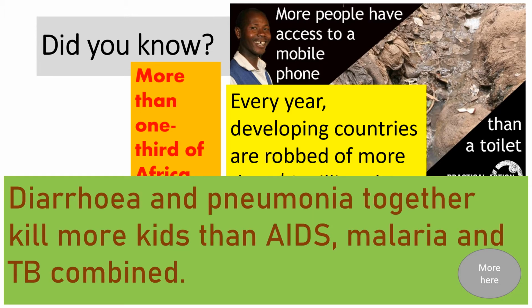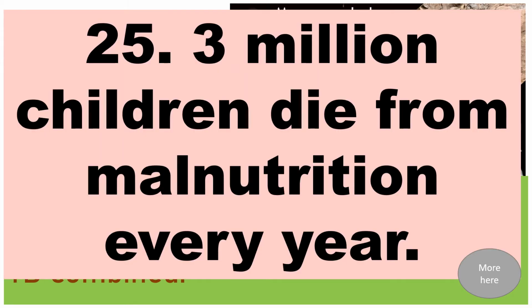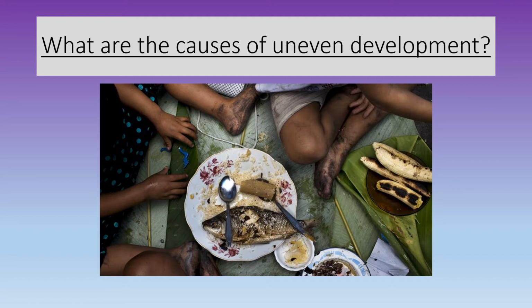Diarrhea and pneumonia together kill more kids than AIDS, malaria and TB combined. The shocking thing there is these are all things that are preventable. The value of Africa's exports, that's what it sells, of oil, gas and minerals was nearly 8 times the value of international aid the continent received in 2011. So where's all that money actually going? Suggests a bit of corruption to me. 25.3 million children die from malnutrition every year. Aren't those just shocking facts?